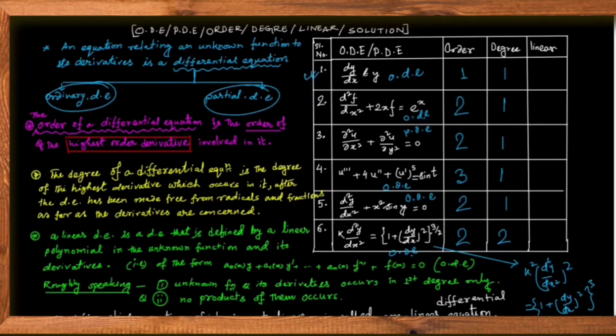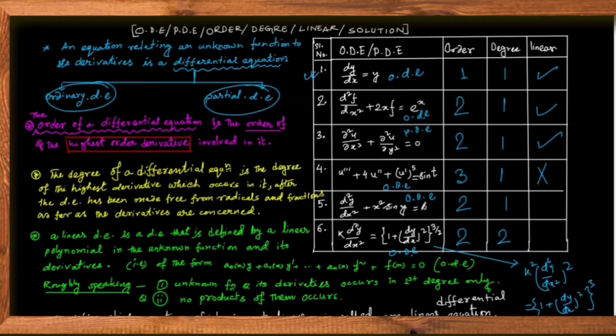Okay. So the first equation, dy/dx equals y. This equation is linear. Second equation, again it is linear. Third equation, okay, it is linear. Fourth is not linear because u prime has power 5. So this is not linear. An equation which is not linear is called a nonlinear equation. That means equation 4 is a nonlinear equation.